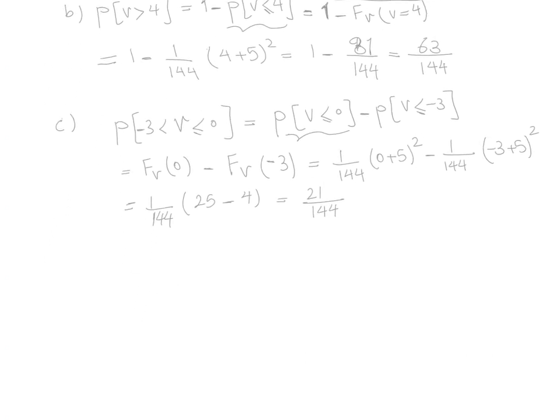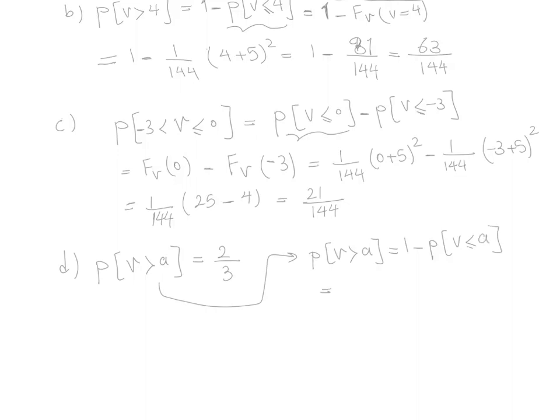In part D, it asks to find the value of A such that the probability of V greater than A is equal to 2/3. So we can again rewrite this probability of V bigger than A as 1 minus the probability of V less than or equal to A. And we know this is the definition of the CDF when V is equal A. That is equal to 2/3.